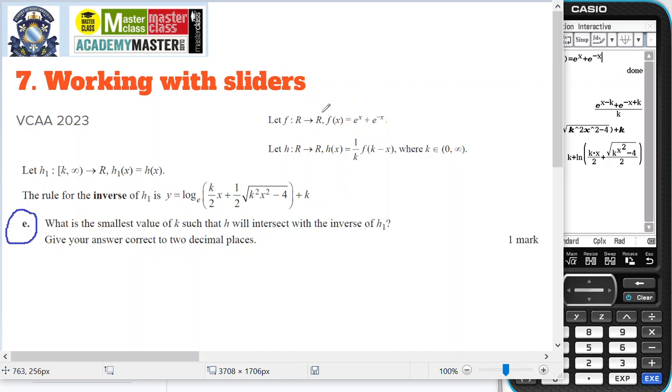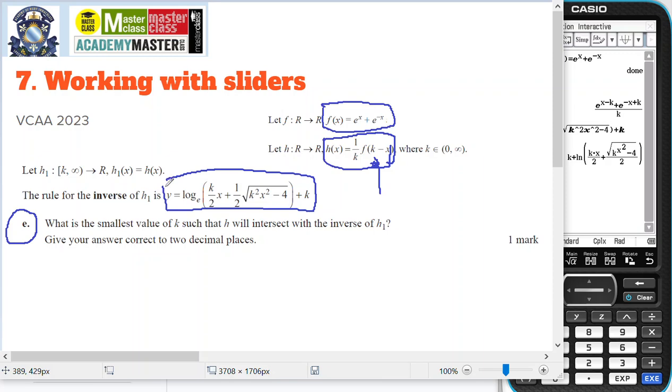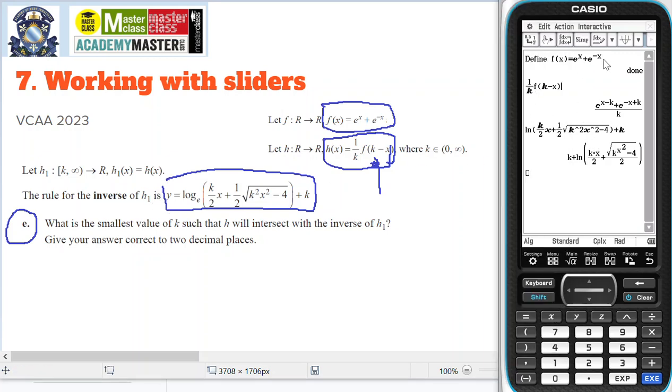We have, from a previous part of the question, f of x, and then h of x is a dilation and translation of f of x, and we have the inverse of h. So in main, I've entered my f of x, then I've got 1 on k, f of k minus x, and I've entered my inverse.